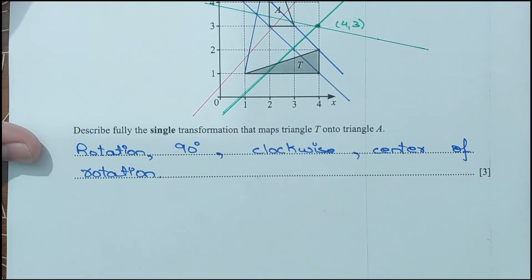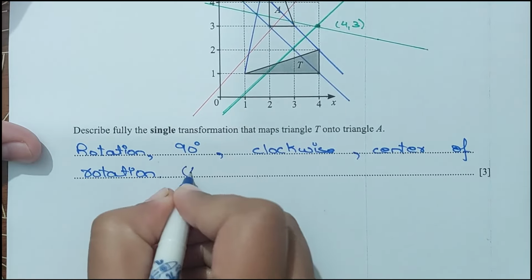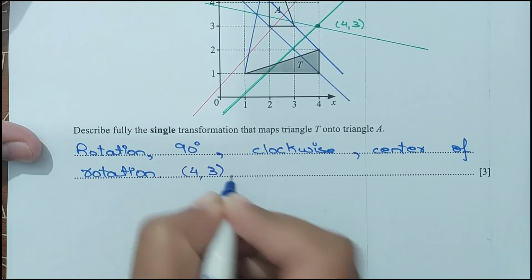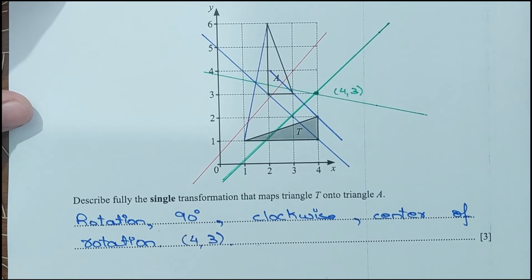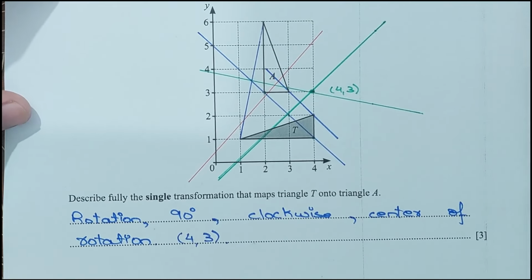So whenever you have to find the center of rotation, you have to connect the corresponding coordinates or the corresponding vertices, and then draw the perpendicular bisectors, and where all the 3 perpendicular bisectors intersect, that would be the center of rotation.